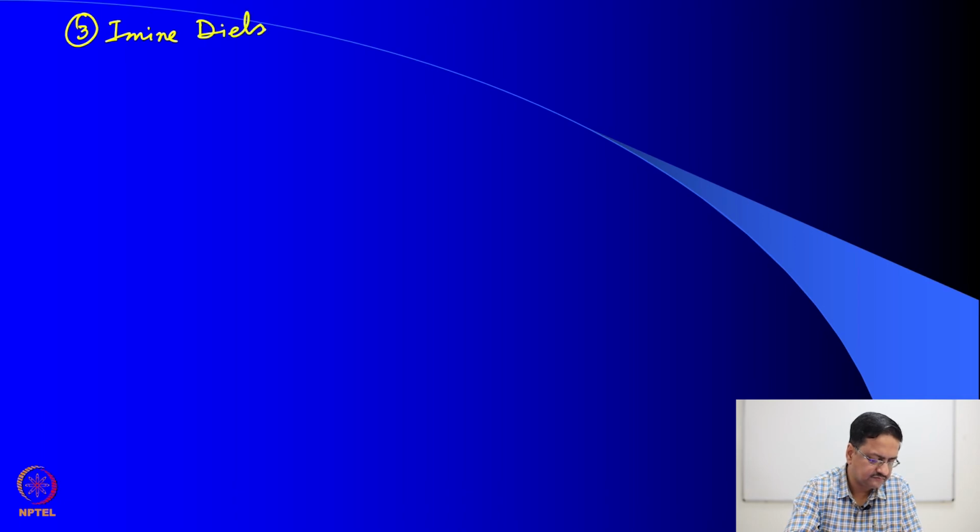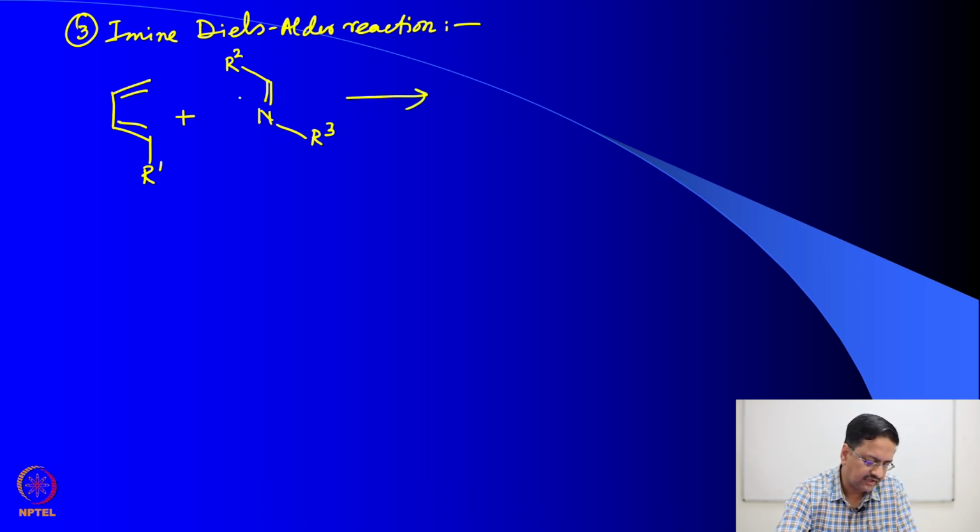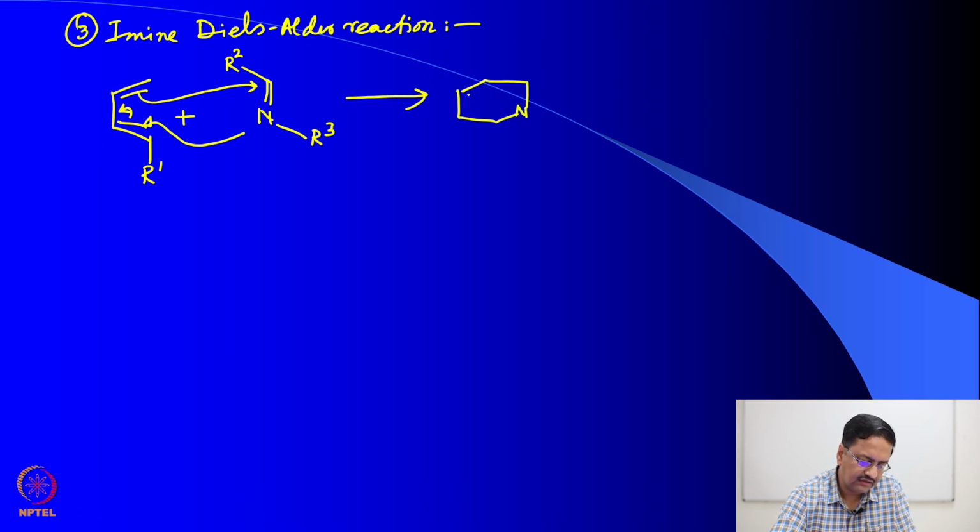The other possible extension of this Diels-Alder reaction is called the imino-Diels-Alder reaction. So, in that case, a C double bond N reacts with a diene and forms again a heterocyclic compound, which I am trying to draw here.